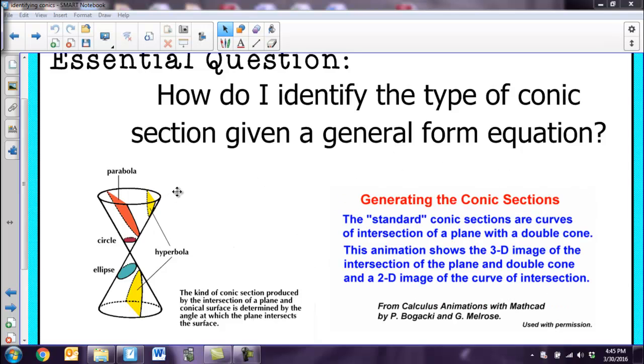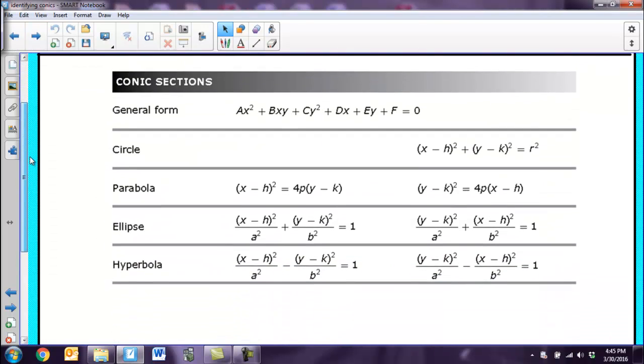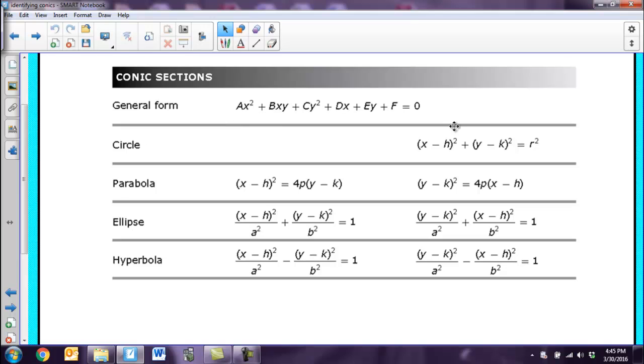So if you want to rewind and rewatch that, that would be a good idea. Okay, so these are the general forms of our conic section. So we have this giant long one, and then you have all of these that you've seen before. So again, these are regular formulas. You've seen them all before. You can use this formula chart when you're trying to plot points, etc. But these are the standard forms that we're used to graphing with.